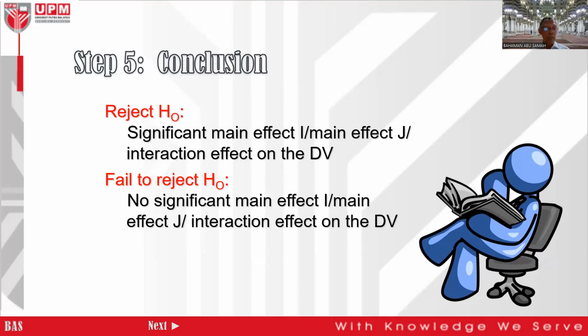Otherwise, if we were to fail to reject the null hypothesis, then it's just the opposite. I mean, there is no significant mean effect or interaction effect on the DV. That will be what to expect for the 5-step procedure in testing the hypothesis.